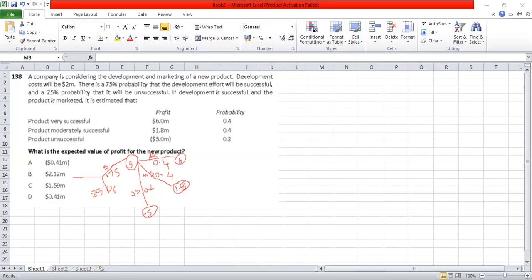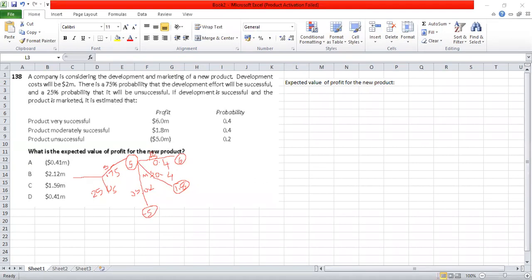Okay, so what is the expected value of the profit for the new product? Let's write expected value of profit for the new product. How do we do that?